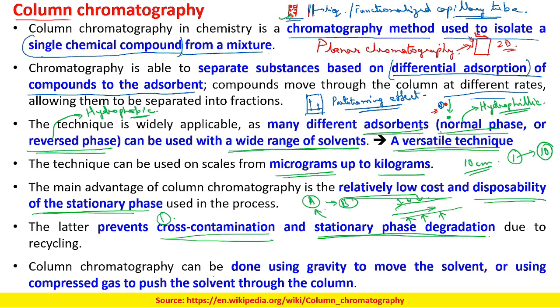Now this column chromatography can be done either using gravity. The gravity helps us move the solvent through the column. In the second case, we can use compressed gas to push the solvent through the column. So you can perform the chromatography under gravity or by using compressed gas to move the solvent.